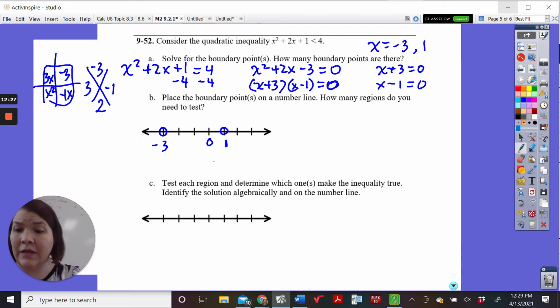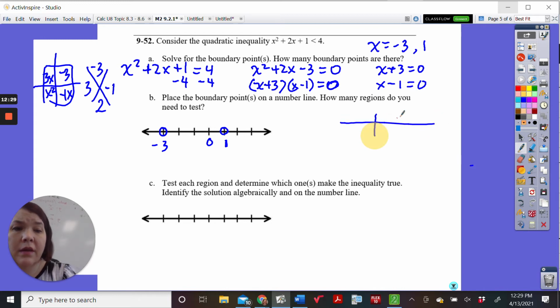How many regions did I just make? So I took my number line and I broke it into 3 spaces. The numbers smaller than negative 3, the numbers between negative 3 and 1, and the numbers bigger than 1. And so we just need to figure out how we're going to test our regions. We have 3 regions.